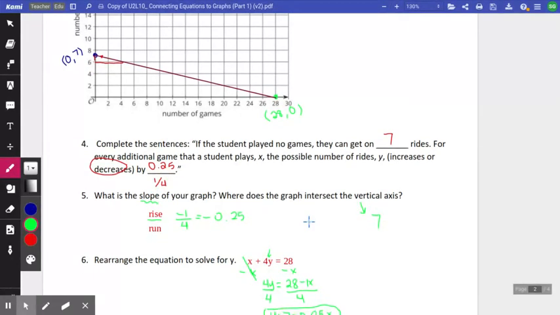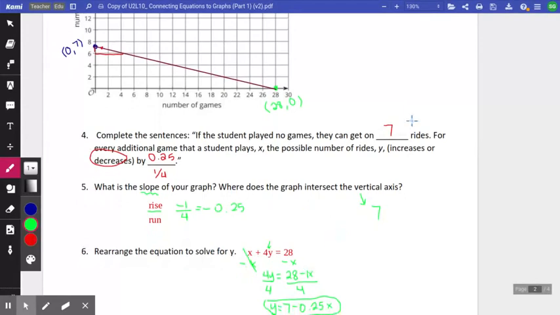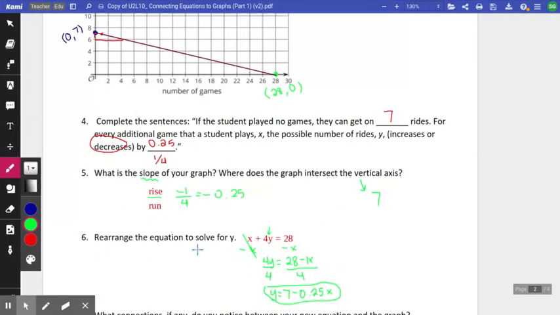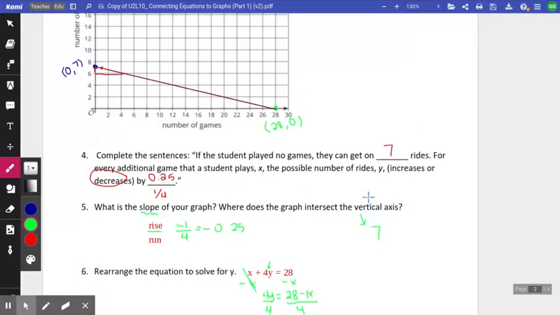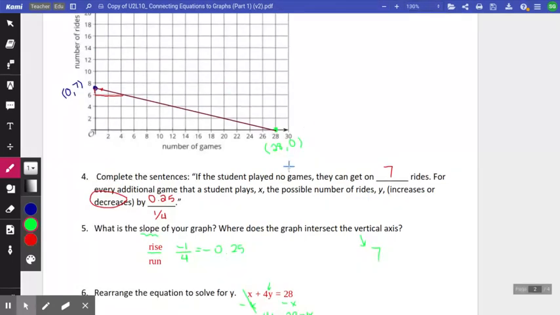This is not a coincidence that we are seeing all these numbers for these same questions. When we rearrange this equation for y, you are going to see those two things, the slope and that vertical axis intercept, the y-intercept. So it's all connected.